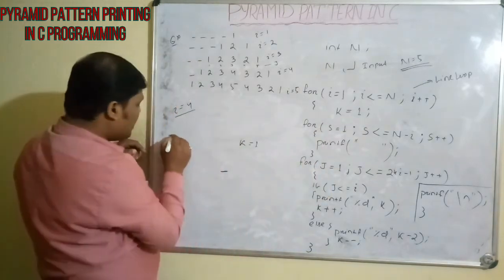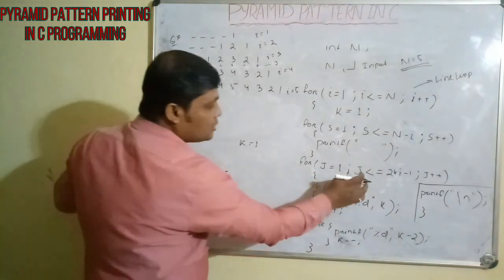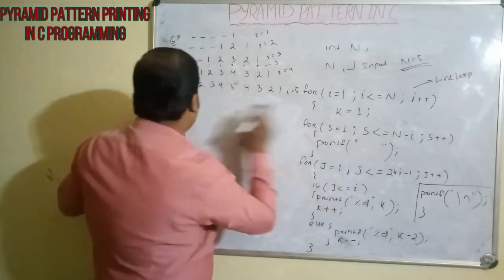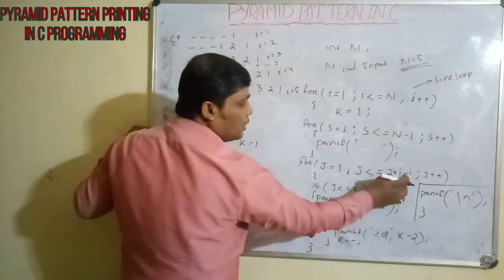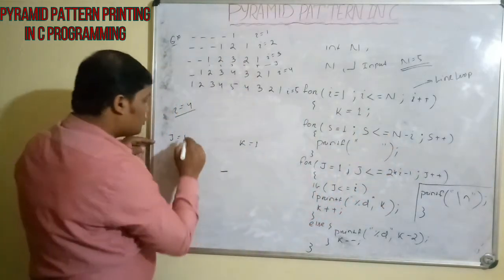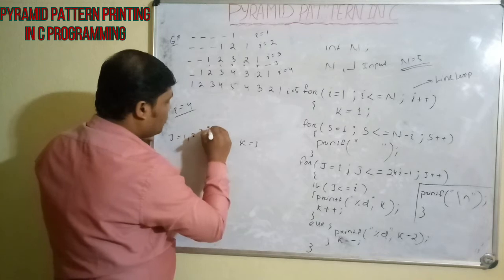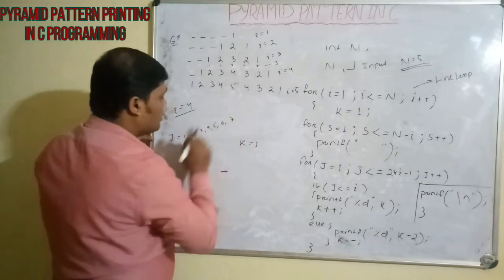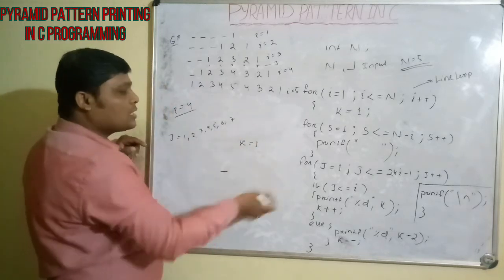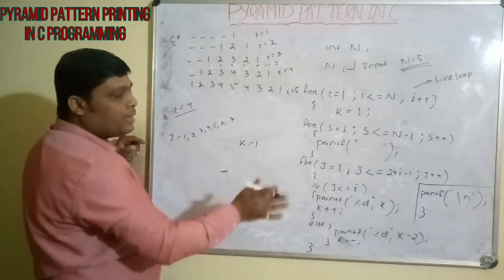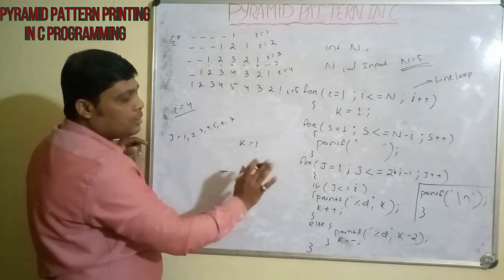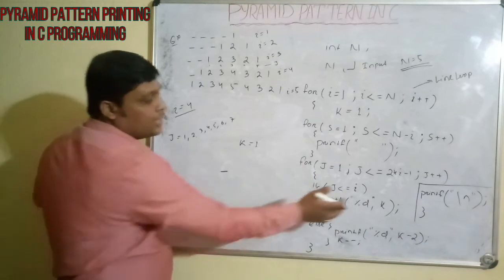Now j loop. J starts from 1, ends with 2i minus 1. I value is 4. 2 into 4, 8 minus 1, 7. So 1, 2, 3, 4, 5, 6, 7. For 7 values it will work. So 7 numbers it will print. 7 times it will continue and print 7 numbers. What are the numbers? That is k.